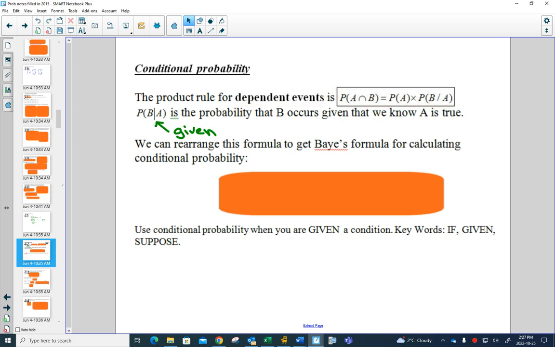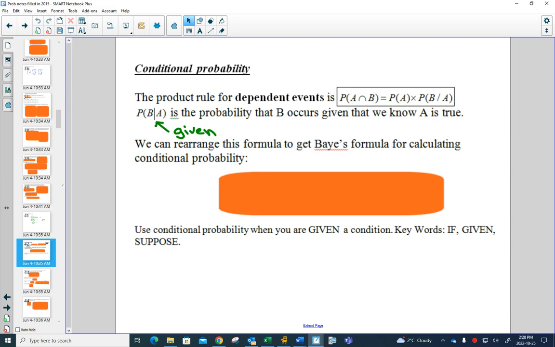So a conditional probability takes our product rule for dependent events, which says what's the probability of A and then B? Well, it's first the probability of A, and then we times by the probability of B given that A has happened. So this notation with the B and then the straight line and then the A, that straight line means given. The probability of B given that A has happened. So we can do an example of this given idea, okay?